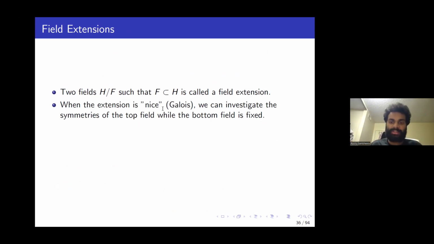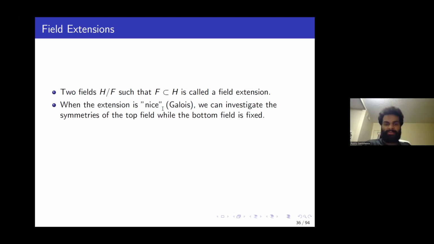It's some niceness condition. In that case, we can investigate the symmetries of the top field while the bottom field is fixed. Most of the examples I mentioned earlier when I was talking about groups were geometric objects, right? But geometry is not the only place where symmetries are present. Symmetries can be there in algebraic structures too. So what do I mean by symmetries in the top field? You have the top field and the bottom field. Symmetries mean shuffling around of the objects without breaking the object itself.